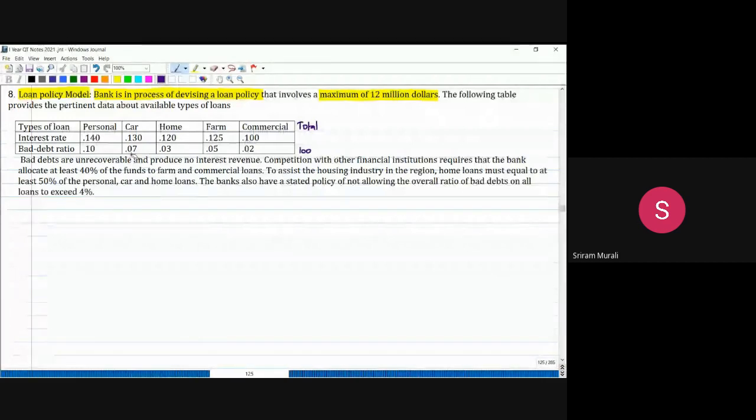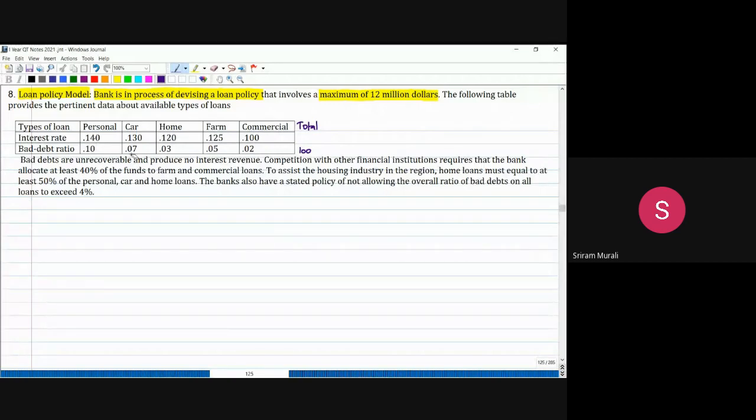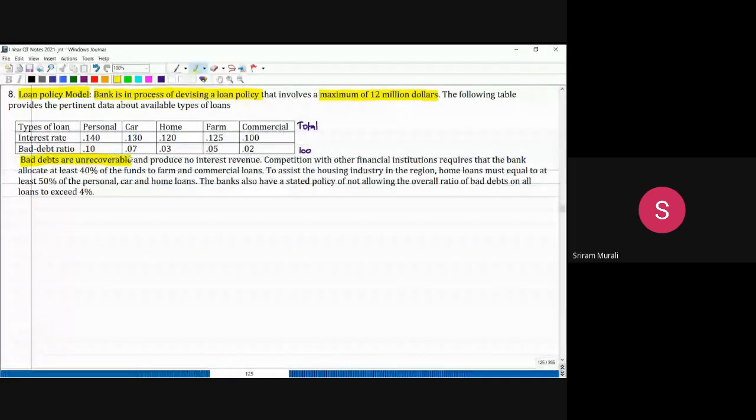Now, total funds, it is $12 million. Come to the rest of the question. Bad debts are unrecoverable. Very clear. If it is not recoverable, what should I do? I should take that bad debt only from the profit I earn and produce no interest revenue.